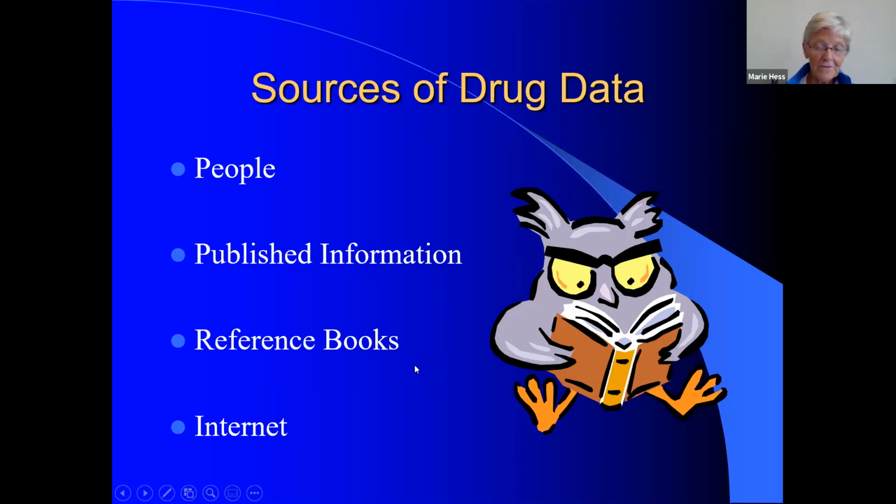Reference books: Physician's Desk Reference, PDR. Use that. Drug Facts and Comparisons. And you have a drug book, I think, that you purchase with your package. Those are good. And the internet: be very careful what you source. Make sure it's a .gov or .edu. Don't use .coms. .coms are commercial sources, and they will give you not very good information. So make sure you use good information.